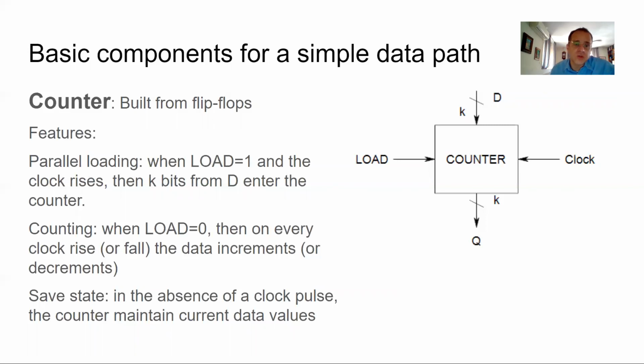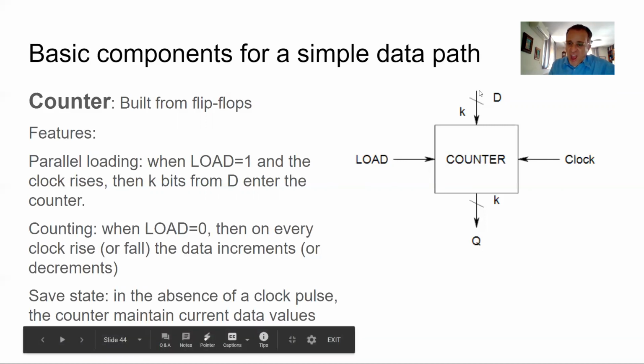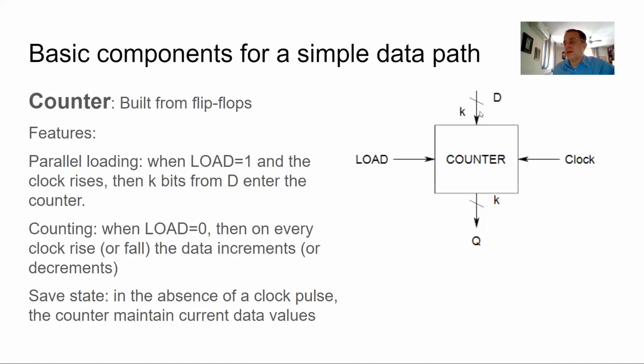Parallel loading: when the load equals 1 and the clock rises, then k bits from D enter the counter. Why is it called parallel loading? Because it's not 1 bit at a time. We're loading all k bits. k could be 100. We could put 100 bits into the counter at once. Clock cycle, boom, k bits come in, and they're in the counter. This is the same counter that we saw before, except instead of saying it's a 16-bit up counter, we're just calling it a k-bit counter, and we're not saying if it's up or down.